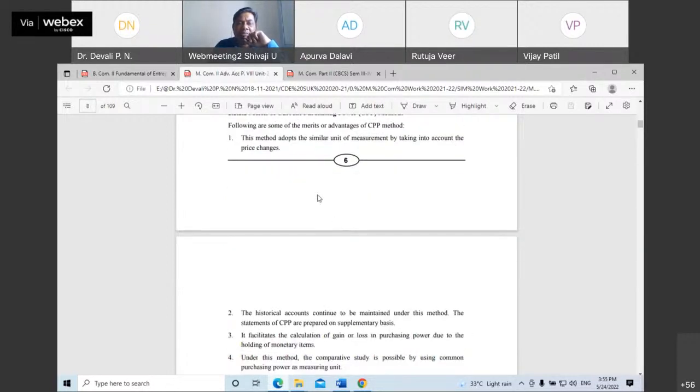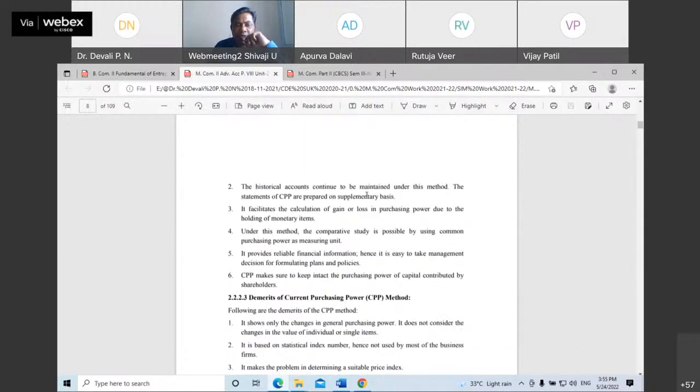What are the merits of this particular CPP? It indicates that this method adopts a similar unit of measurement by taking price change into account. It means you consider one unit for a commodity or any other product. There may be differentiation elsewhere, but there is none here because we use the same unit of measurement for all. That is why we get similarity in measurement under the CPP method.